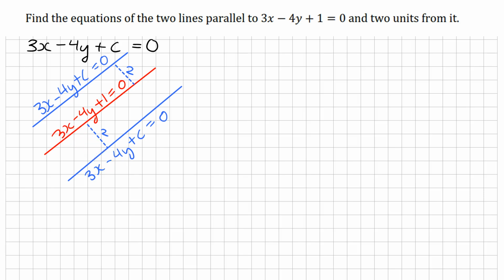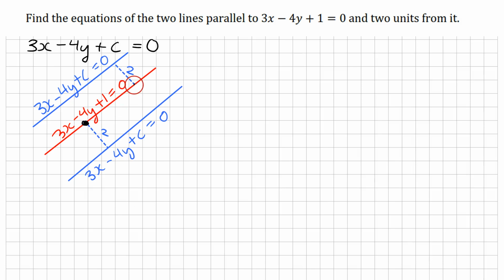So we set up our perpendicular distance formula from the red line out to the blue line. Okay, so the first thing we need is a point on this red line that's going to work for us. It doesn't matter what the point is, any point at all on the red line, and then we're going to use that point to get out to the blue line. And we know that that distance is 2.